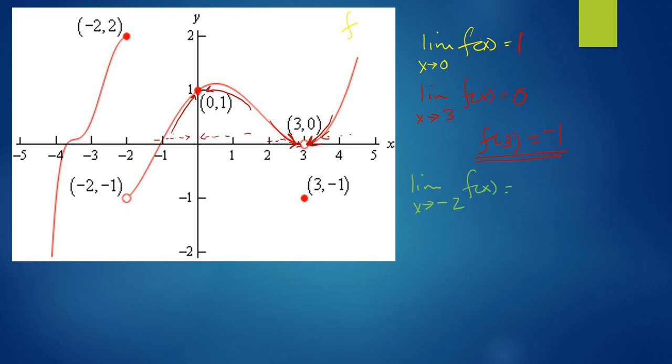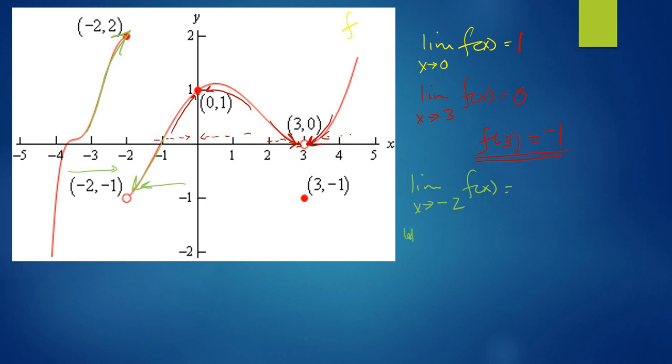So this time, as I approach -2 from the right-hand side, coming closer this way, and then as I approach -2 from the left, the function is going to two different places. So let's look at two separate limits, the left hand and right hand.